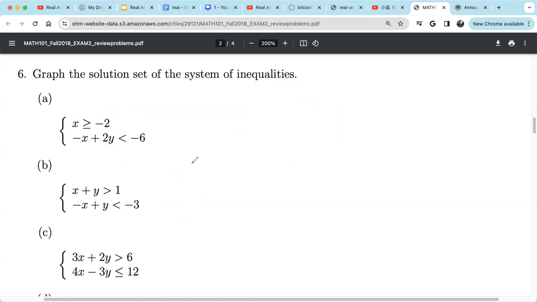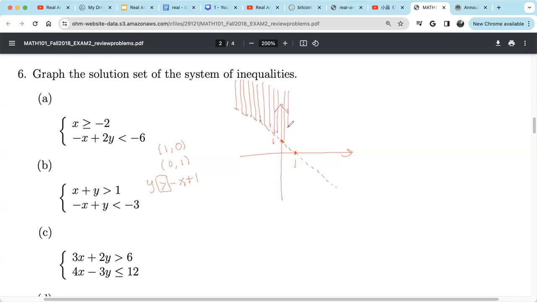Now let's see B. The first one, we're going to rewrite as y greater than negative x plus 1. Then we want to graph: if x is 0, y is 1. If x is 1, y is 0, okay? So let's graph the first one. This is 1, this is 1, so those two points. Well, equality is not in the inequality, so we draw a dotted line. And then the inequality sign is greater than, so we shade above the line to indicate those are the solutions of the inequality.